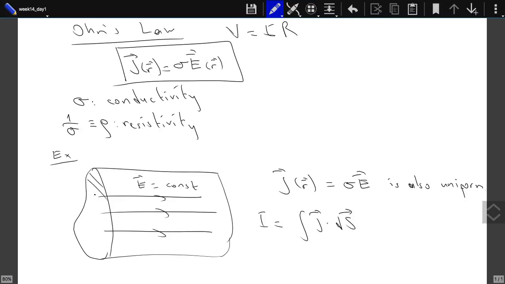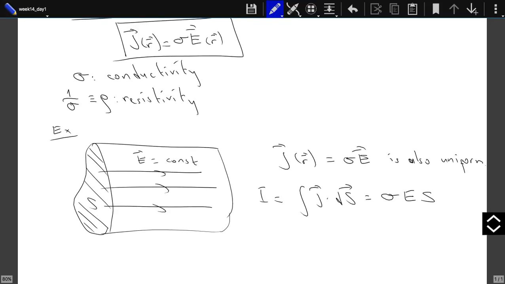Well, this is my surface S. It is perpendicular, I can take it perpendicular to the current. So the J is uniform. So this is nothing but sigma times E, E being the magnitude, times S. This is the current running through my system.